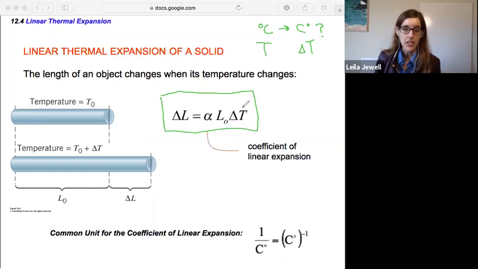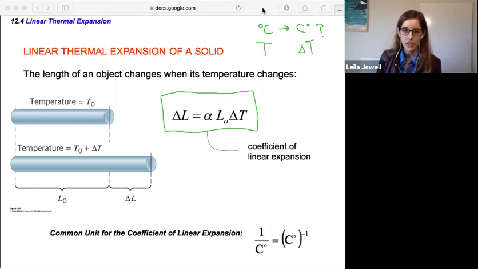So technically the delta T here would be in Celsius degrees times the original length times this coefficient of linear expansion, which is in inverse Celsius degrees. So the inverse Celsius degrees would cancel the Celsius degrees, and we'd be left with just units of length from the original length, and that matches what we'd expect for the delta L, that the change in length would also have units of length, like meters.